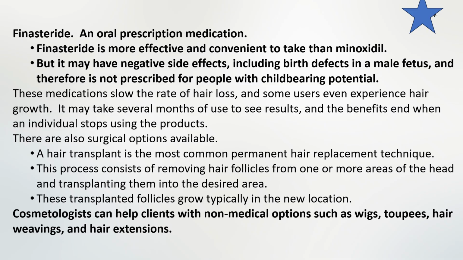There are surgical options available. A hair transplant is the most common and permanent hair implant technique. These processes consist of removing hair follicles from one or more areas of the head and transplanting them in the area desired. These transplanted follicles typically grow in the new location. Cosmetologists can help clients with non-medical options such as wigs, toupees, hair weaving, and hair extensions.